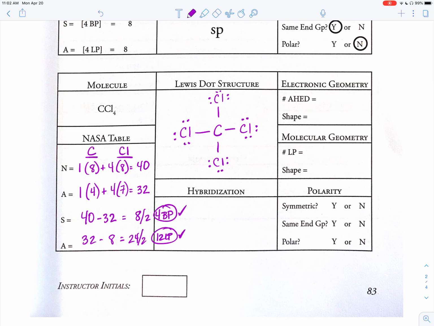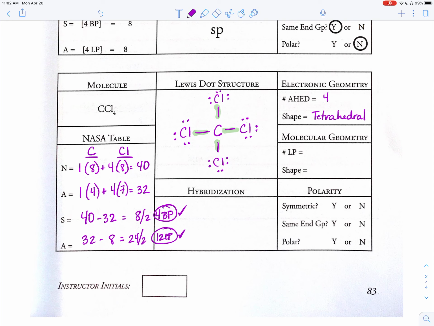Now what we want to do is look at the molecule itself and determine what its electronic and molecular geometries happen to be. If we look, it turns out that there are 1, 2, 3, 4 areas of high electron density attached to carbon. And 4 areas of high electron density in electronic geometry world is a tetrahedral shape.